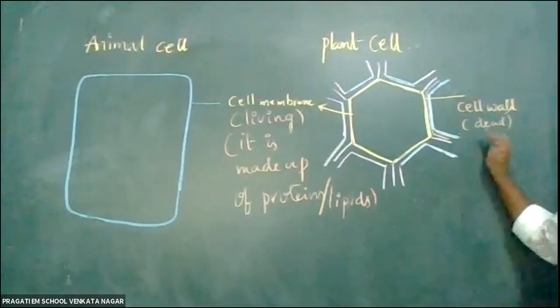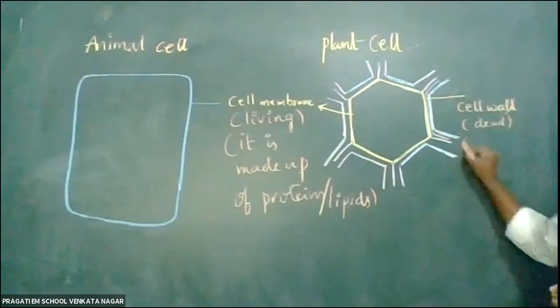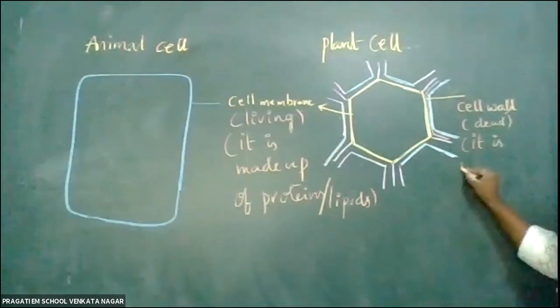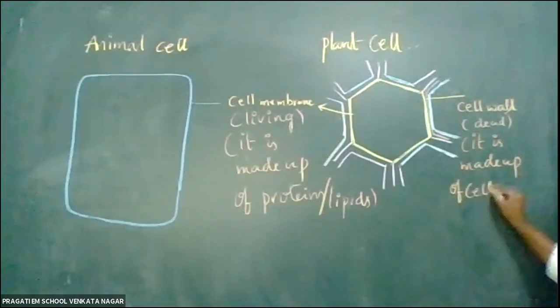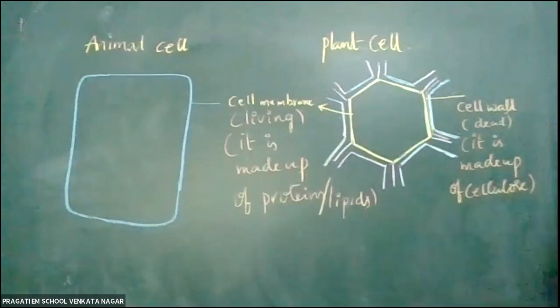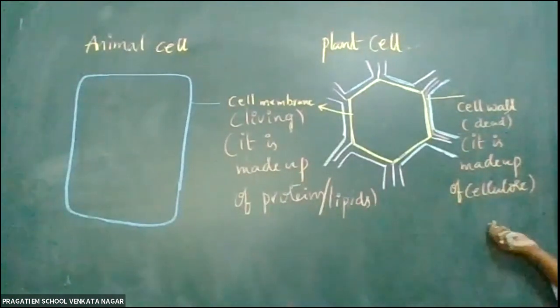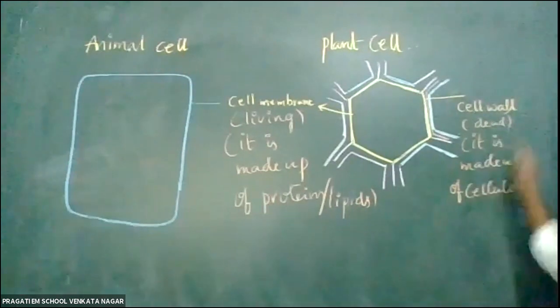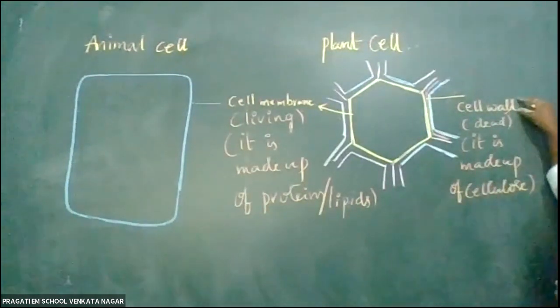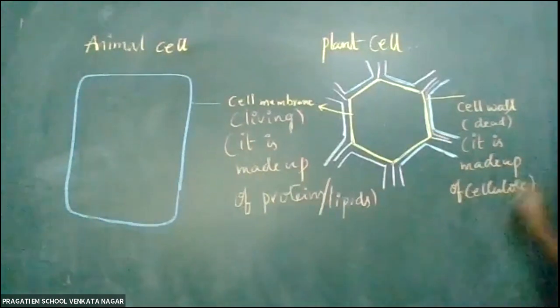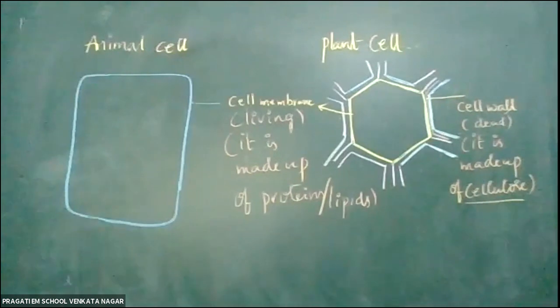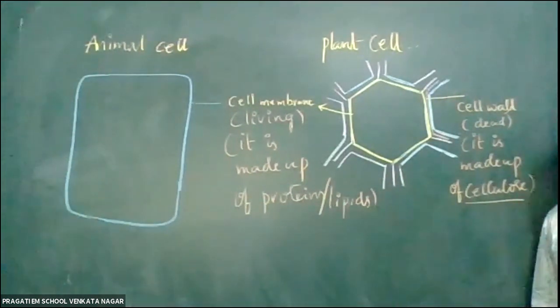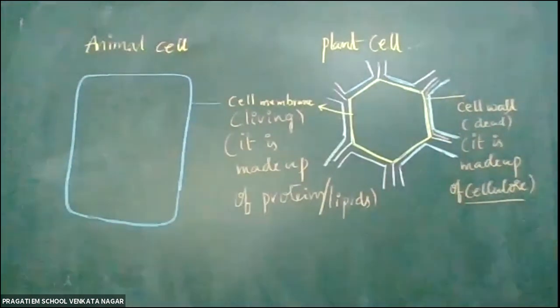The cell wall is made up of cellulose, a complex material present in the plant. Cellulose. Okay, children? Next.